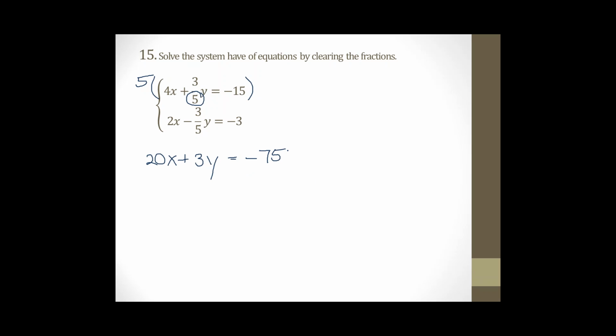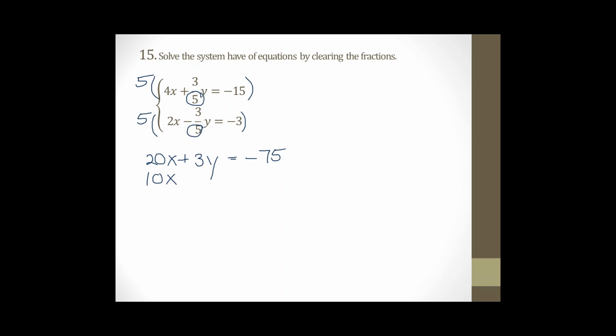Okay, so we cleared the fraction in the first equation, no more fraction, and we're going to do the same thing with the second one. Again, there's only one fraction, so we know exactly what to multiply by, the least common denominator, which is 5. And distributing through, we get 2x times 5, which is 10x.